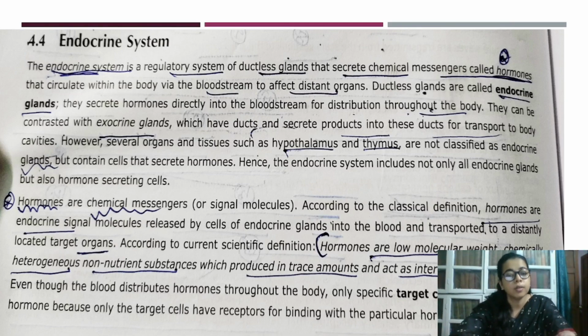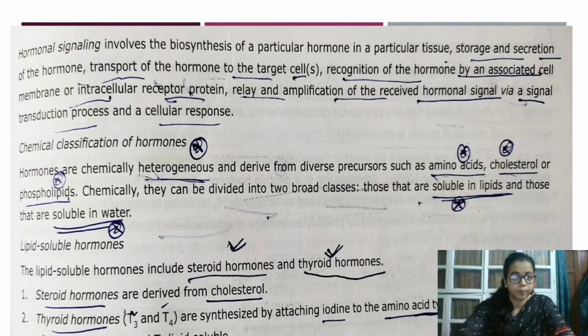If you focus on certain words, they are very low in molecular weight and chemically heterogeneous, meaning they are made up of different substances. They are produced in a very small amount and used as signaling molecules. Through the blood they are transported to the target system. So this is all about what the endocrine system is, what the exocrine system is, and what a hormone is. The hormones are signaling molecules because they are messengers. So how do they transmit?